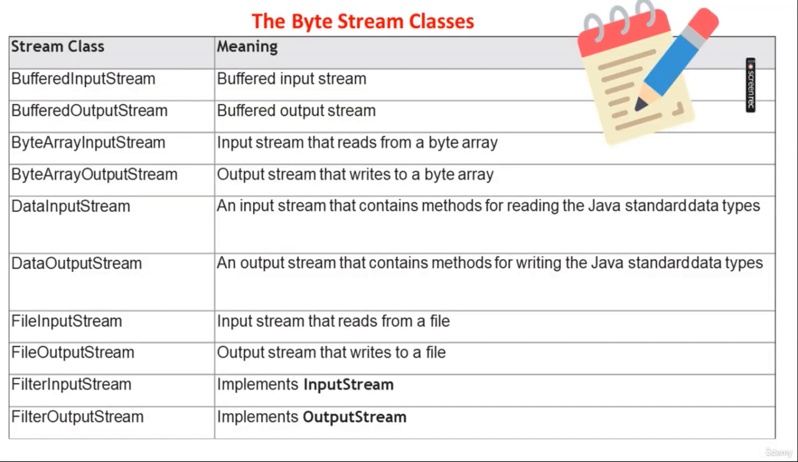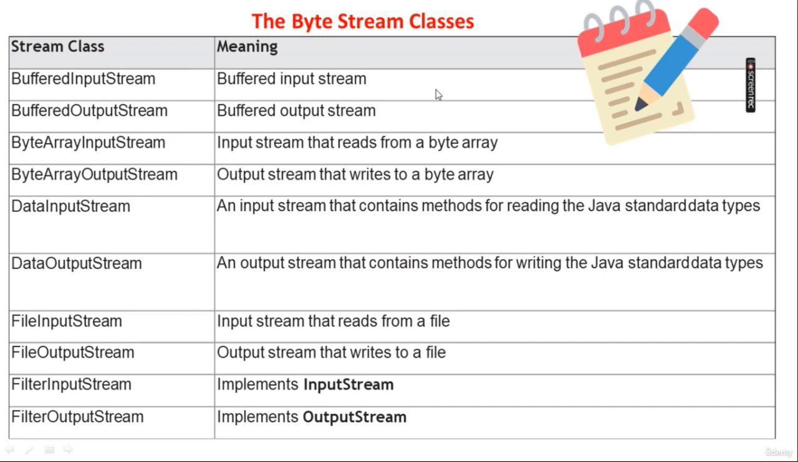Now we will see the byte stream classes. Buffered input stream is for buffered input, and buffered output stream is for buffered output. Byte array input stream reads from a byte array, and byte array output stream writes to a byte array. Data input stream is an input stream that contains methods for reading the Java standard data types, that is integer, float and double, like that.